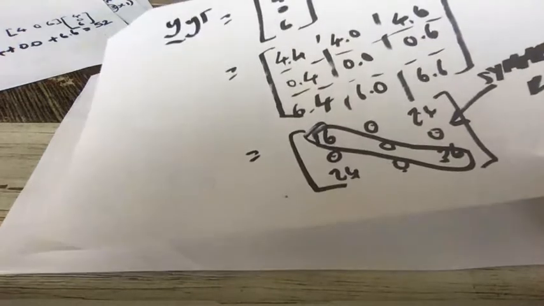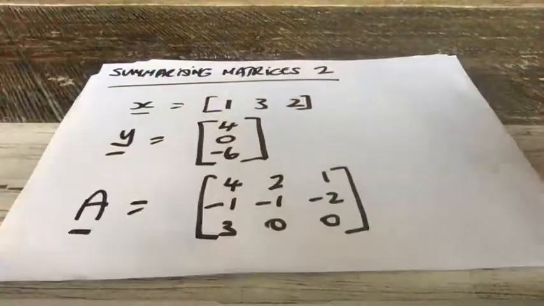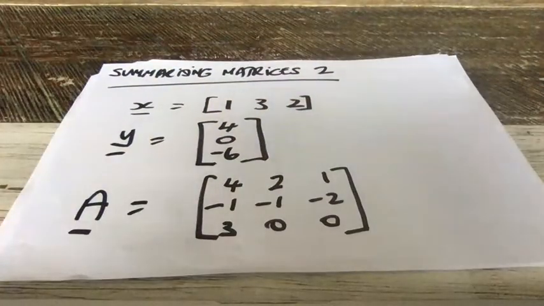And now what I want to talk about next is condensing a square matrix. How would you do that? So let me just look at the example that we're going to be using. I'm going to use the matrix here, A, which is 4, 2, 1, minus 1, minus 1, minus 2, 3, 0, 0. You can see it. And you can see that matrix here.